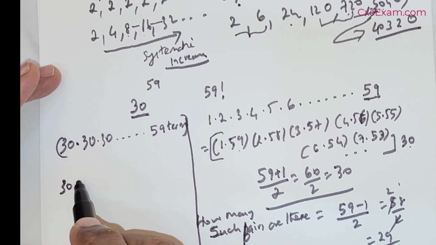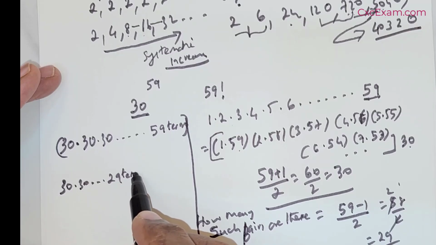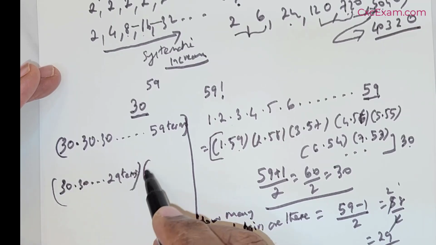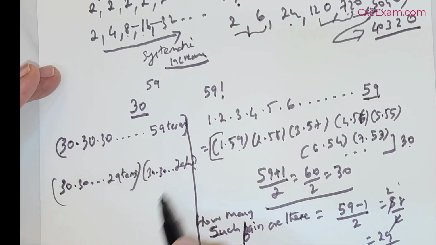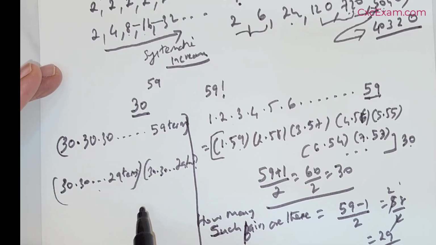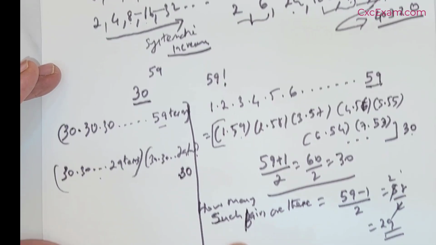So 30 times 30 etc., 29 terms, and then 30 times 30 etc., 29 terms. Now these two coupled together will give me 58 terms, but we need 59 terms, so the one term will be lying out. Okay, so that's this quantity.